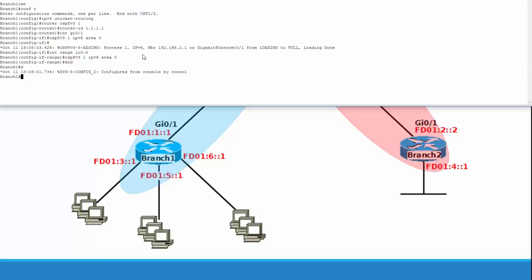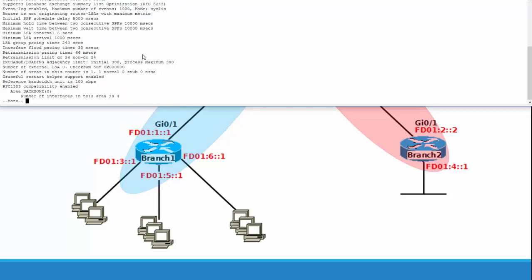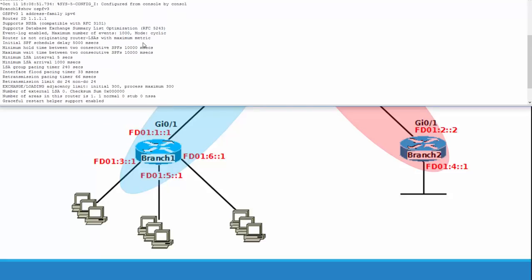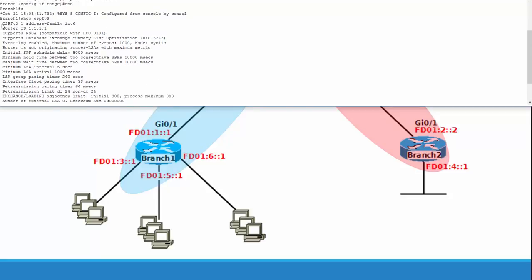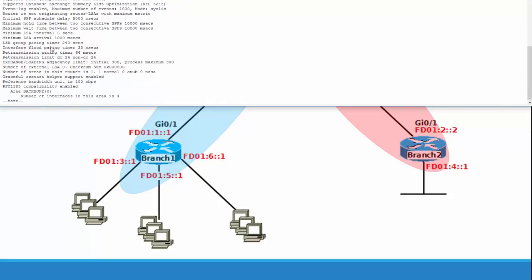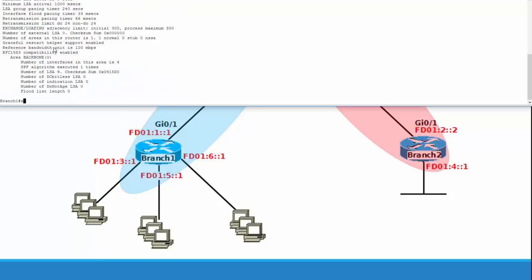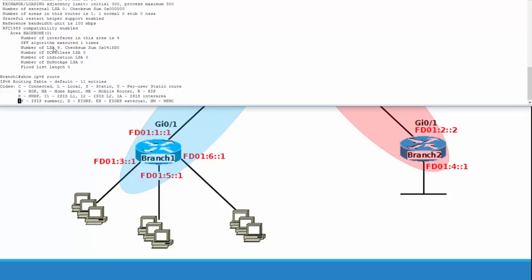Show OSPFv3. And here we can see our address family version 6, our router ID. Let's do a show IPv6 route.